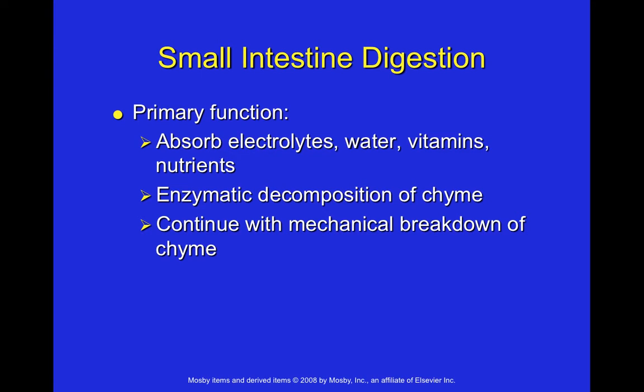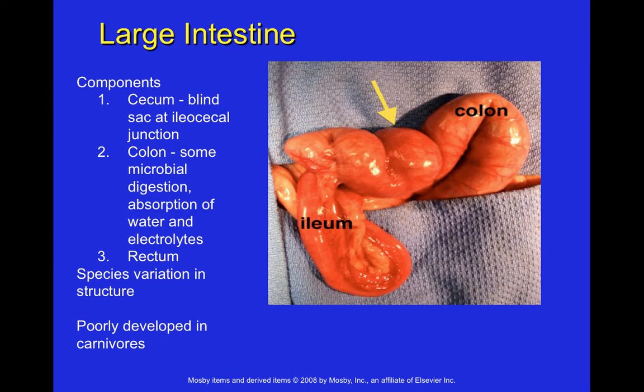So small intestine digestion primary function is to absorb electrolytes, water, vitamins, and nutrients. There's enzymatic decomposition of chyme, and it continues with the mechanical breakdown of chyme. The large intestine involves the cecum, which is a blind sac. So it's just a sac, more so than a tube, and this is at the ileocecal junction. The colon, some microbial digestion, absorption of water and electrolytes, and the rectum.